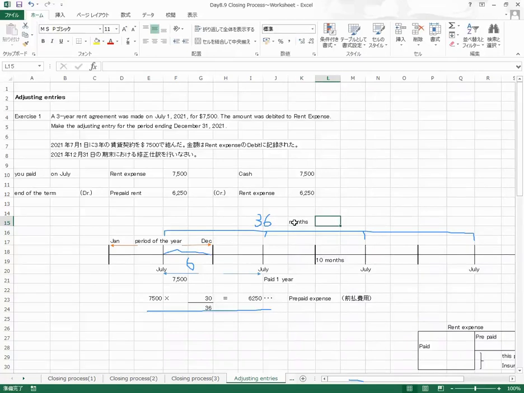So at the end of the term, we will record prepaid rent 6,025 and rent expense 6,025.